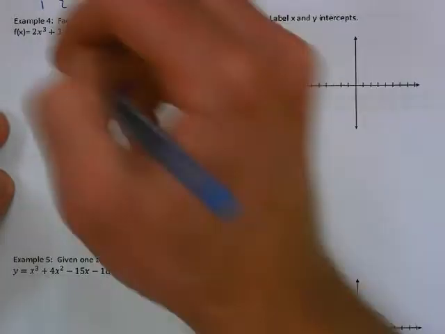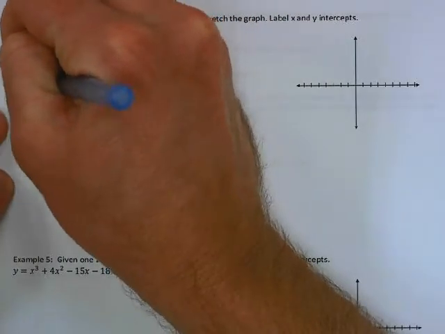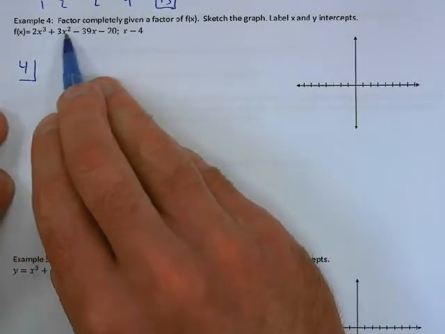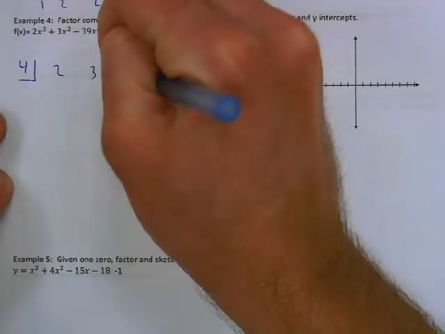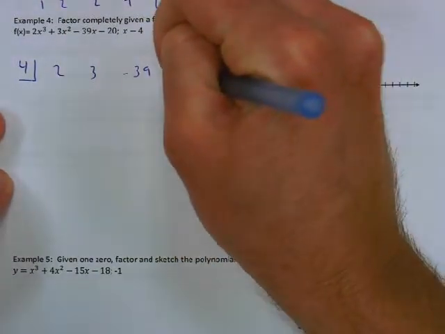I got a minus 4 here. We're going to put a plus 4 in the box. And then, let's see, we did not skip any powers of x, so that's good. My coefficients are 2, 3, negative 39, and negative 20.